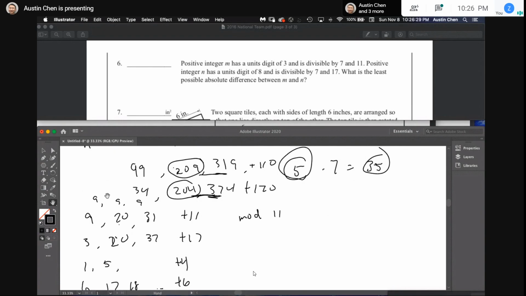But yeah, during the actual test, definitely don't do this. Do not do this, unless you have bunches of time, but you probably won't because you should be working on number 5 instead, right?